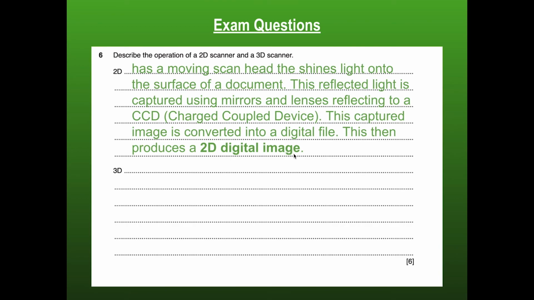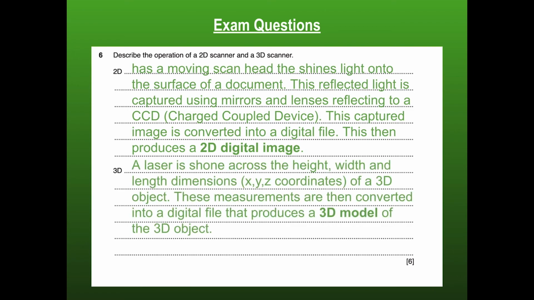So each one of those steps, there's 4 of them, would gain you a mark in this question. So if we list all 4 items, then if you forget one of the keywords or you make one mistake, then hopefully you'll still get the 3 marks. But the important things are the scan head and that the light is shone onto the surface. Next is that there's mirrors and lenses capturing that, this will become a digital file, and then ultimately that is a 2D image that is produced.